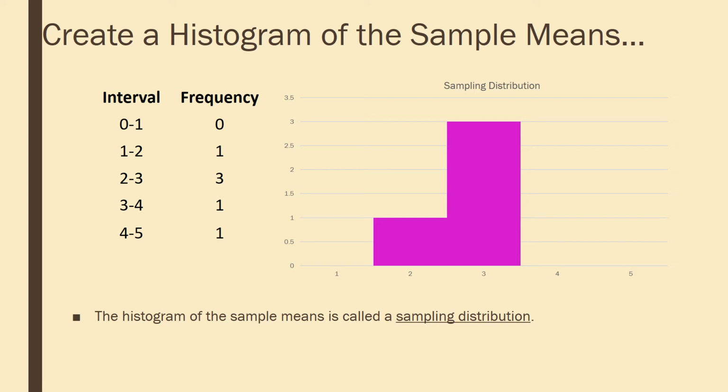And then for the interval 3 to 4, we had 1 sample mean in the interval. And we also had 1 sample mean in the interval 4 to 5. And so now we have a histogram of our sample means, which is called a sampling distribution.